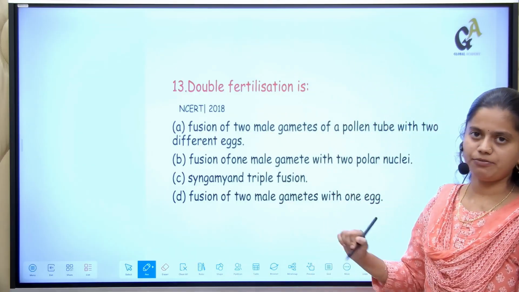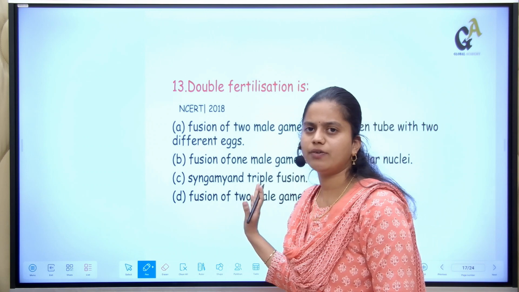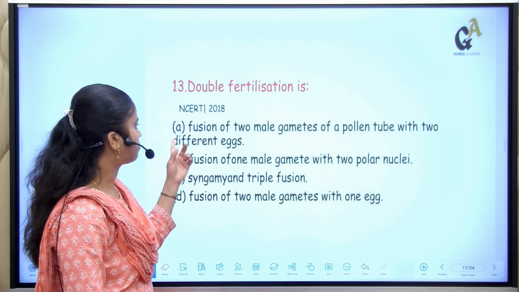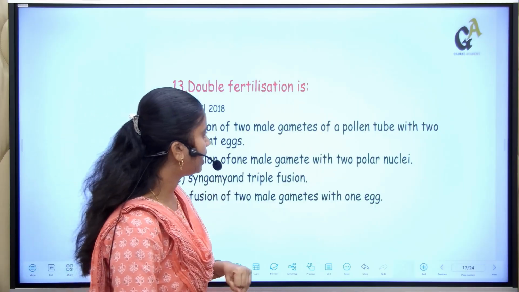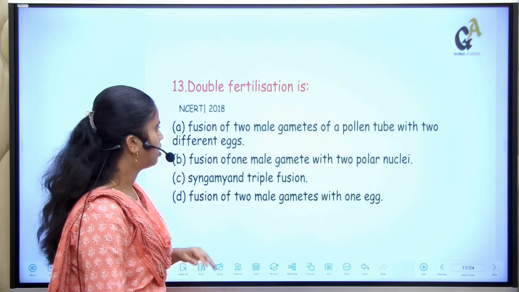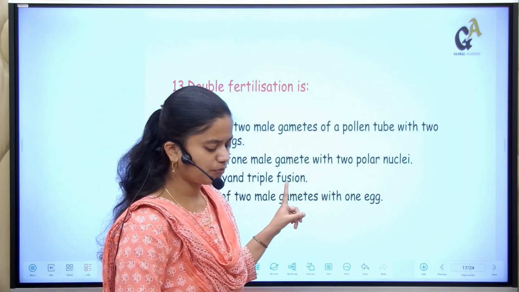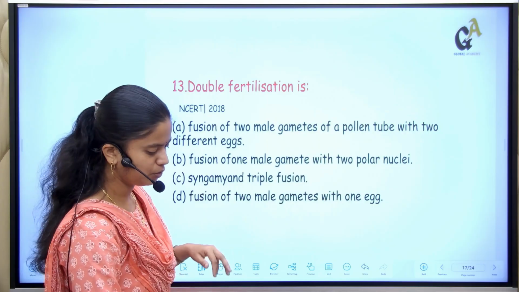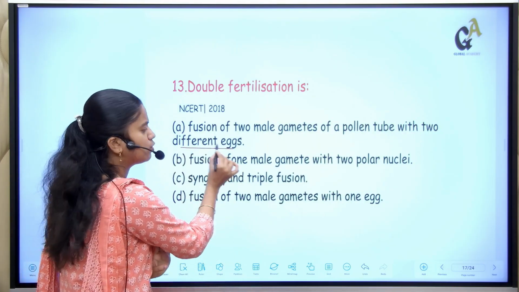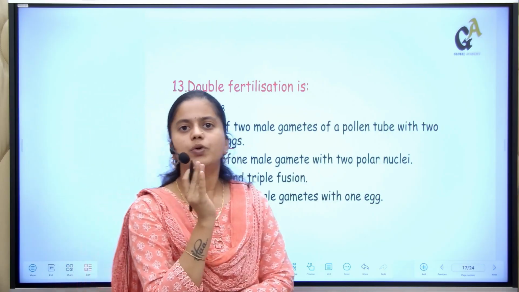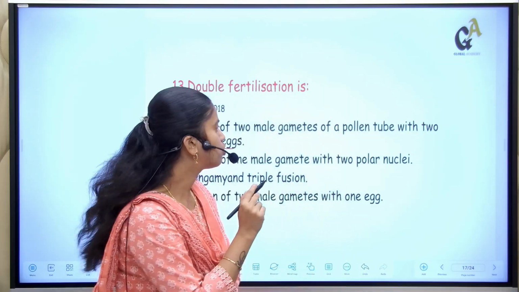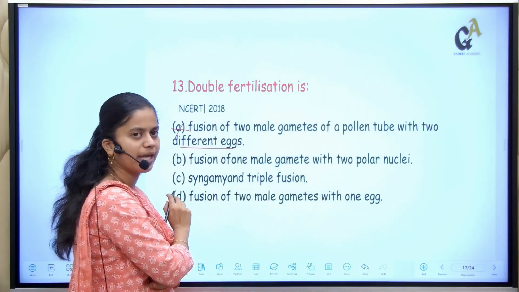Then, what is double fertilization? The question itself they have given. Double fertilization, let us go one by one. Option A: fusion of two male gametes of a pollen tube with two different eggs. See, here they have used the words different eggs. In the ovule, are there different eggs present? No, only one egg is present. So obviously the first statement will be wrong.